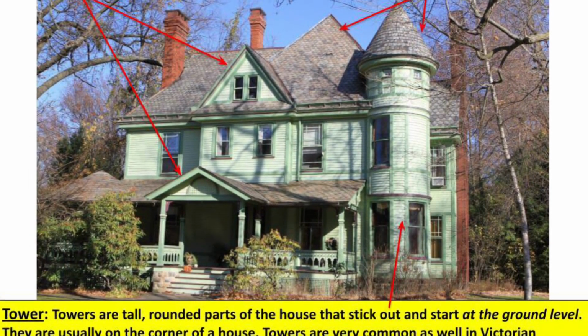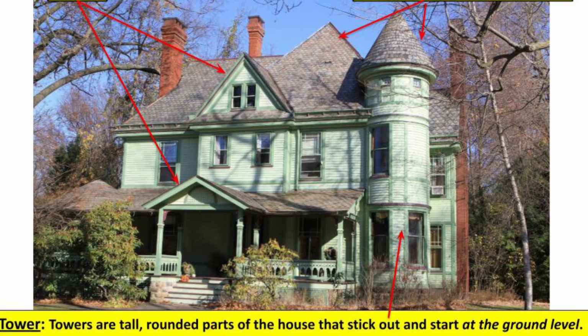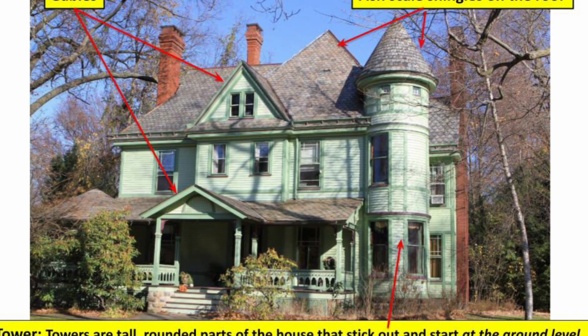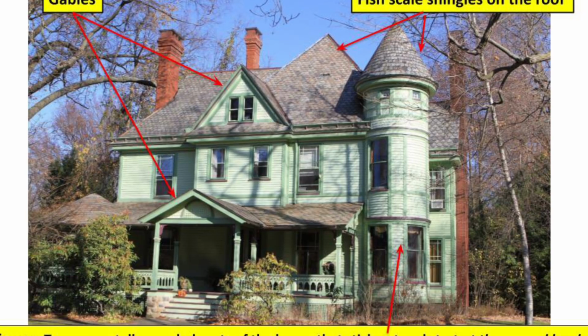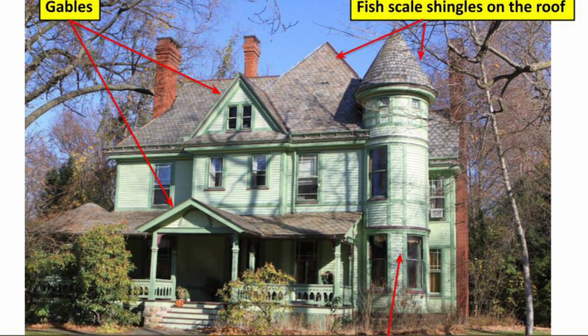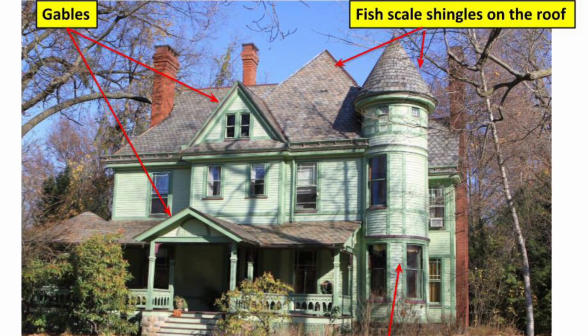Towers are also very common in Victorian homes. Towers are tall, rounded parts of the house that stick out and start at the ground level, or in other words, the first floor. They are usually found on the corner of a house like you see in this photo. Notice the 2 gables on the front of the house too, and it has fish-scale shingles on the roof.